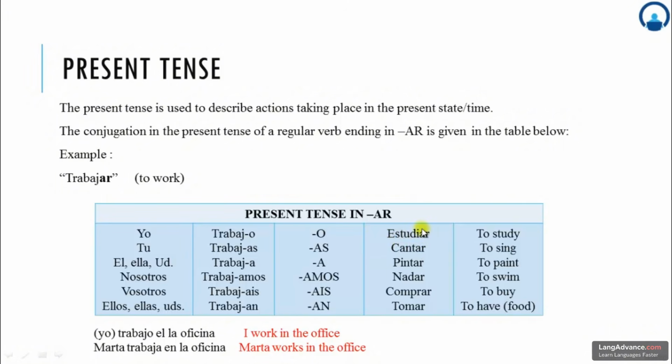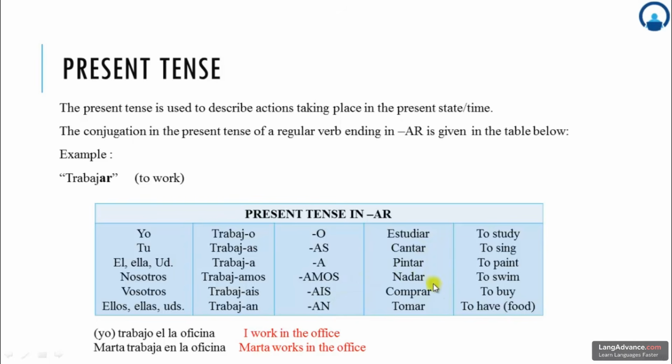So this is how it should be. Estudio, estudias, estudia, estudiamos, estudiáis, estudian. I'll repeat it one more time. Estudio, estudias, estudia, estudiamos, estudiáis, estudian.